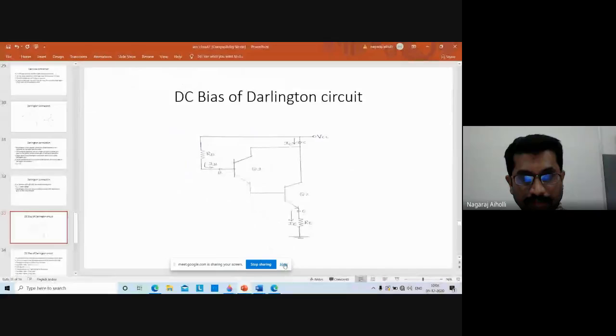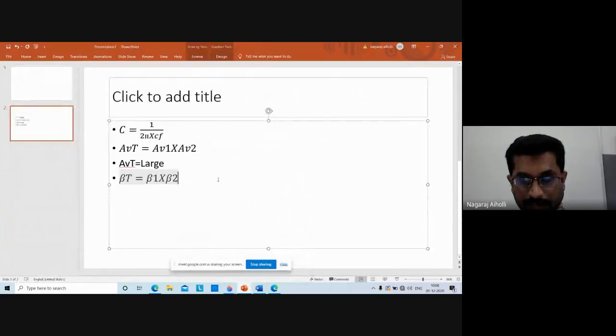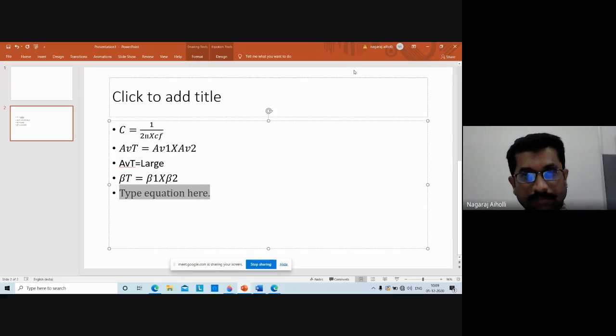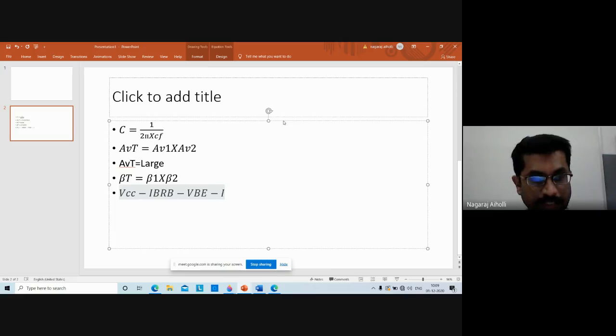Let us write the equation. So what is the equation, students? We are getting the equation: VCC minus IBRB, the base resistance into base current IB, minus VBE, the base to emitter voltage, minus IERE, the emitter current into emitter resistance, that is equal to 0.